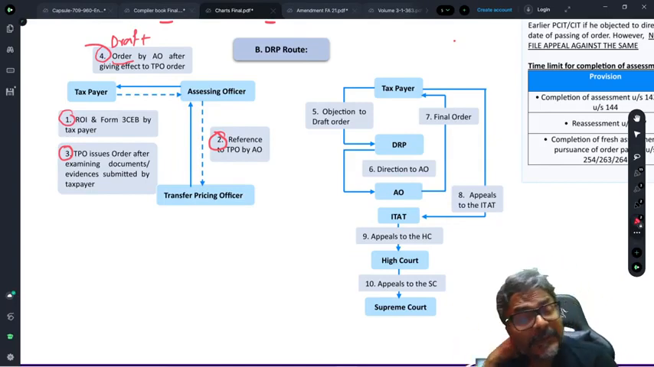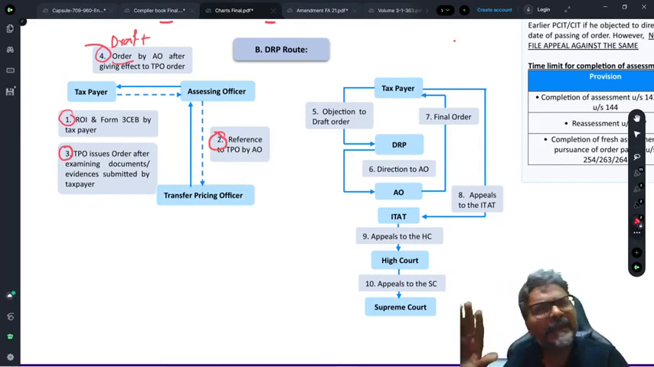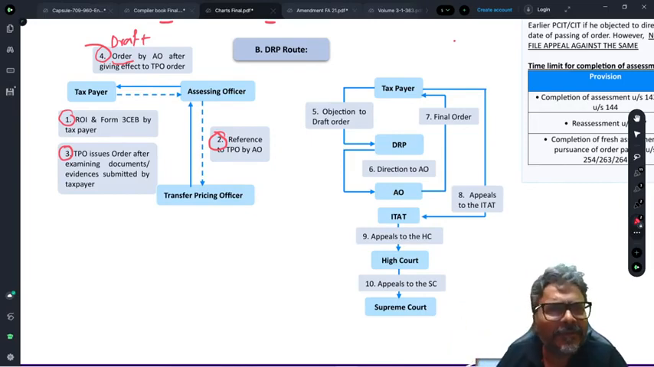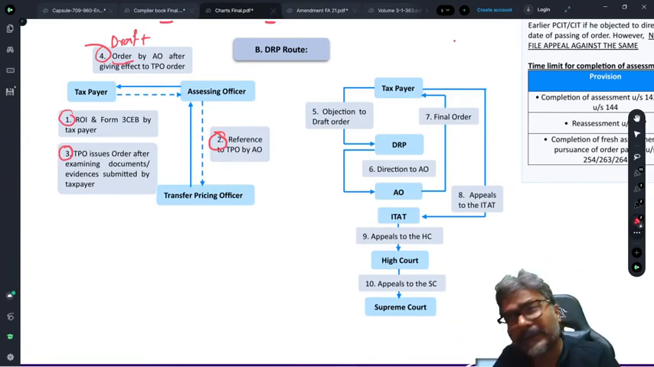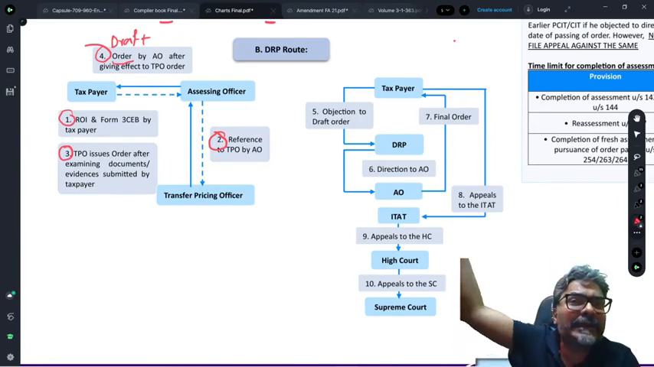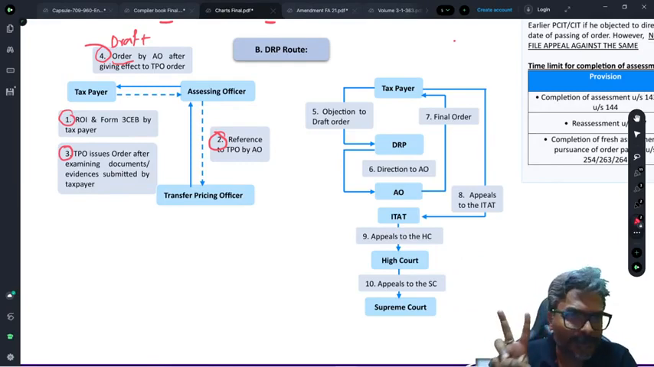But if supposedly the SSC does not want to go to the DRP, he can remain silent. He can just remain silent, just keep quiet. What happens? This DRP draft order automatically will become the final order. And once it becomes a final order, accordingly, you can then file an appeal before the CIT appeal. So here you have two options now.